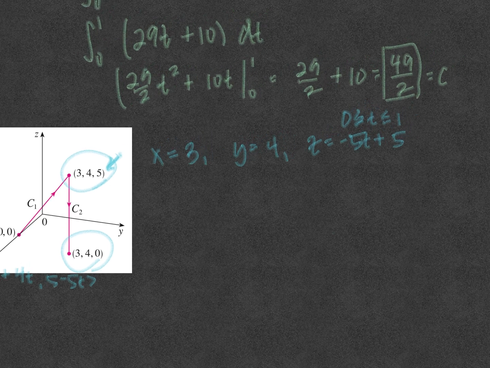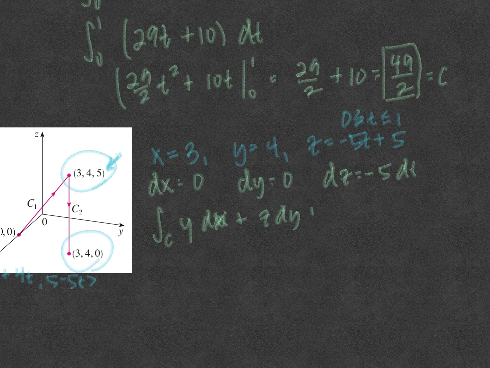So now let's do our next step, which is our dx. Our dx is 0, and our dy is 0, and our dz is negative 5 dt. All right, so let's go ahead and go back to our equation. Our equation says the integral over c of y dx plus z dy plus x dz.